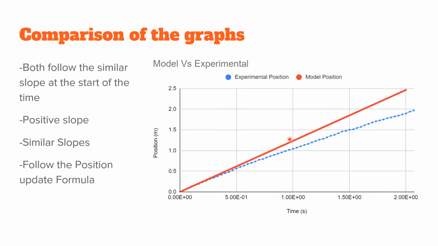But what this orange line represents is really the position update formula, because it's based off of that. It doesn't account for friction or anything else. So although they share the same slope, friction does cause it to swerve off.